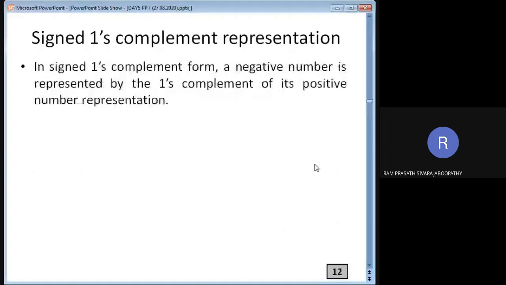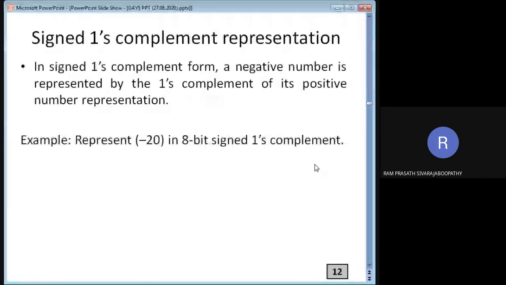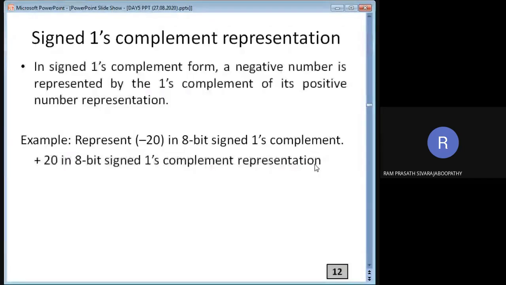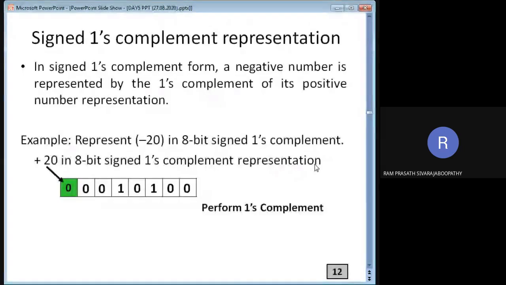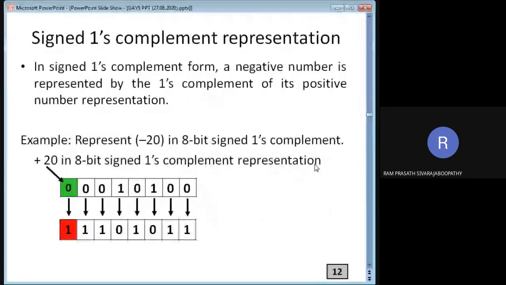In signed ones complement form, a negative number is represented by ones complement of its positive number. For example, minus 20 we have to represent here. So what we have to do? First we have to represent plus 20 in signed ones complement representation. It is same as signed magnitude. Now to get the negative value of the number, we have to take ones complement of the positive value. So the positive value is 0, 0, 0, 1, 0, 1, 0, 0. If you take the complement, this is the equivalent for minus 20 in signed ones complement representation.